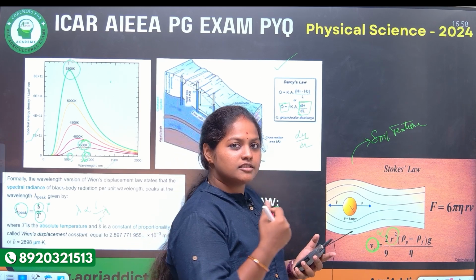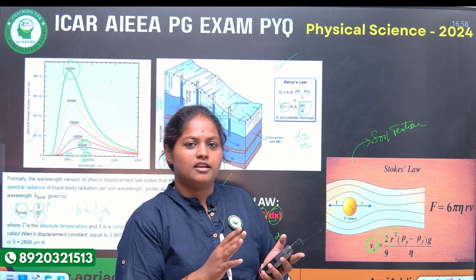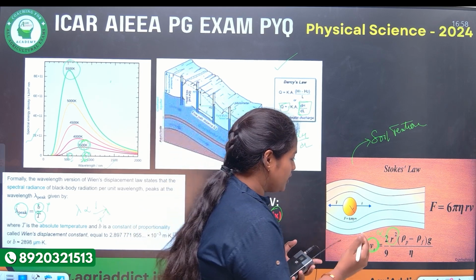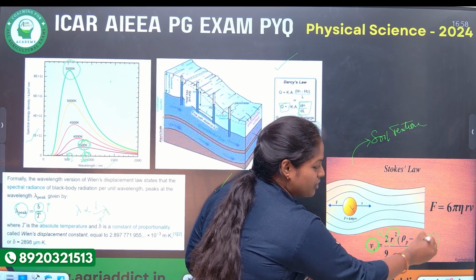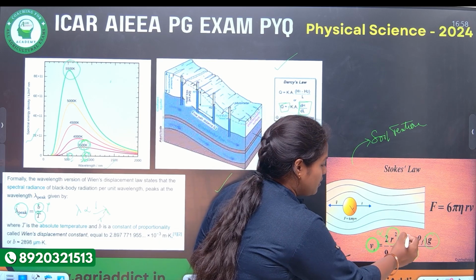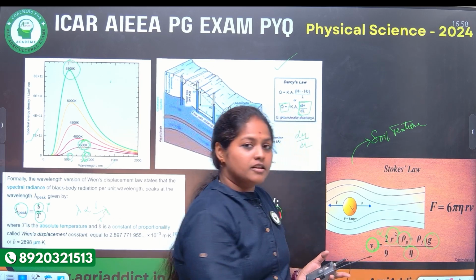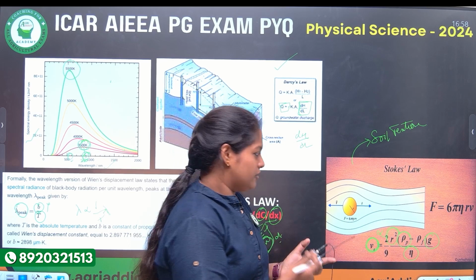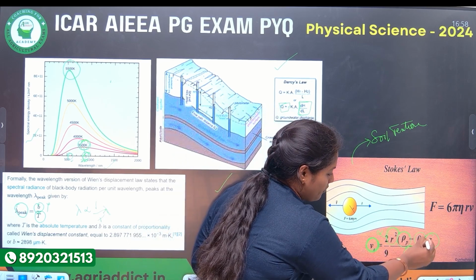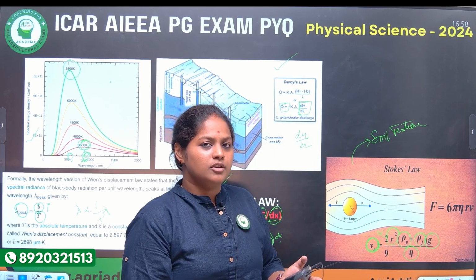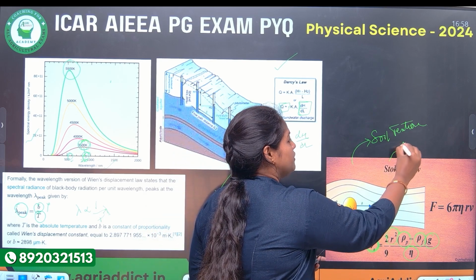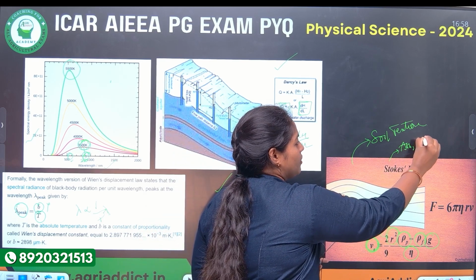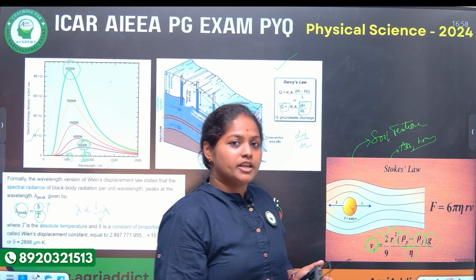So, the limitations are also important while you are reading any laws or theories. In the same way, here viscosity is constant and acceleration due to gravity is constant. Then rho p, that is the density of the particle, is constant, and rho f, that is the density of the fluid, is also constant. This Stokes law along with the assumptions and limitations are all very important for both theory and objective questions.